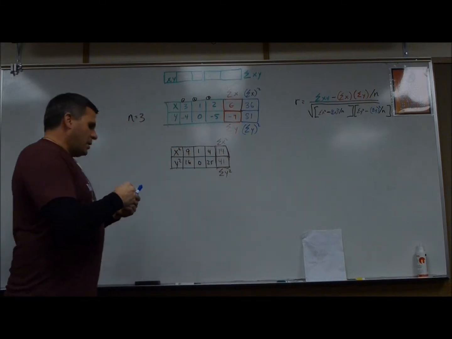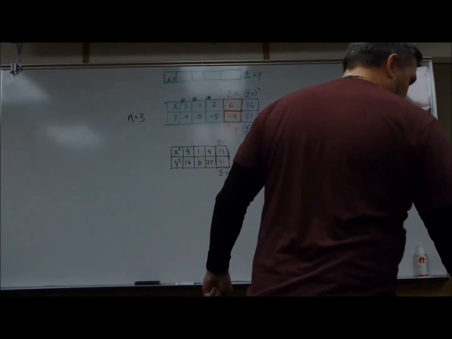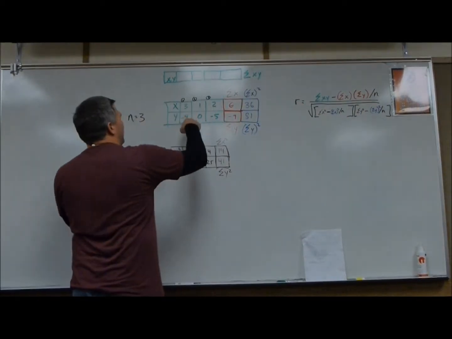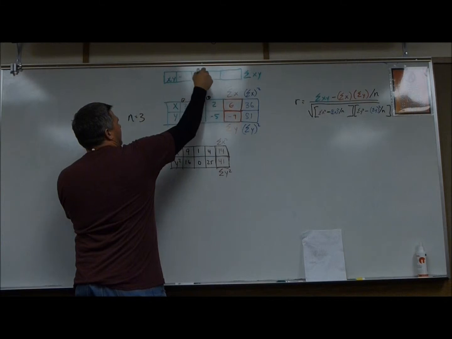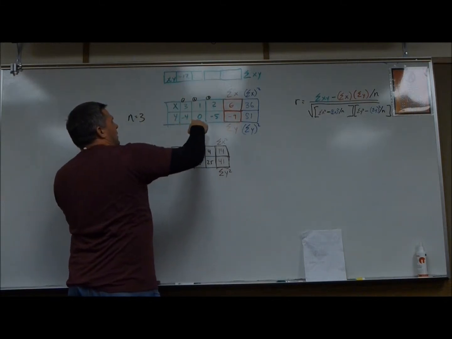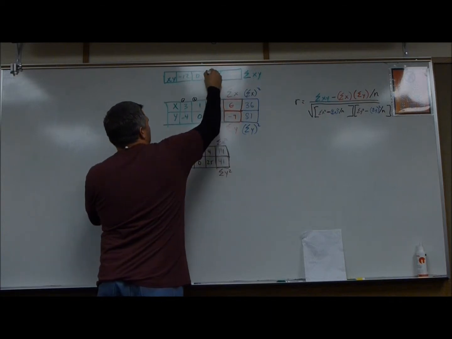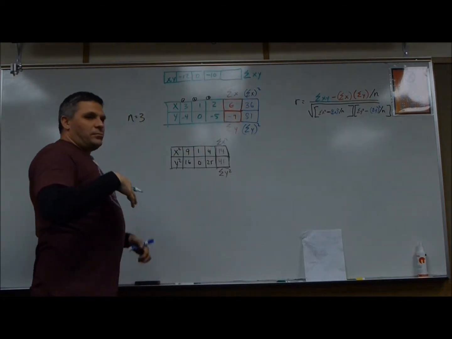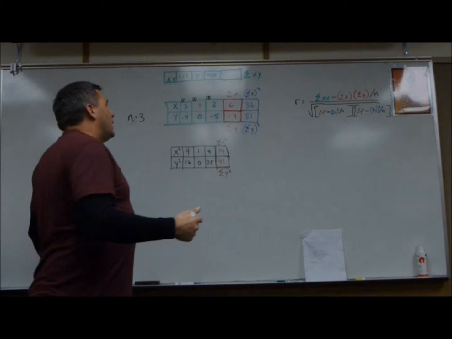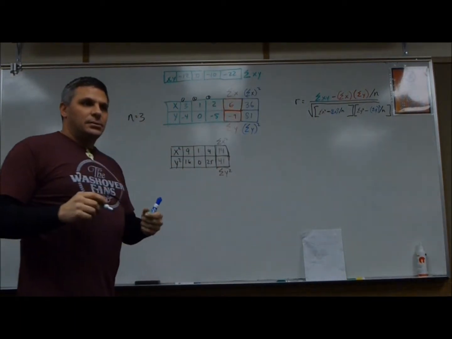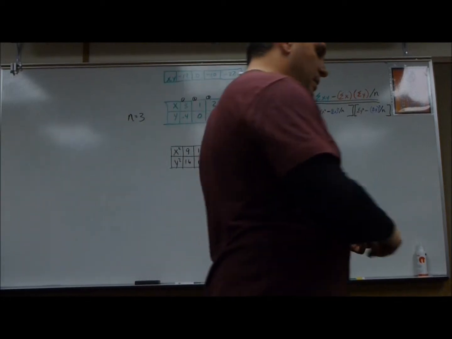Okay? So that's that. And now what I'm worried about is x times y. So x times y is negative 12. X times y is 0. X times y is negative 10. And when I find the sum of x times y, I have negative 22. Okay?